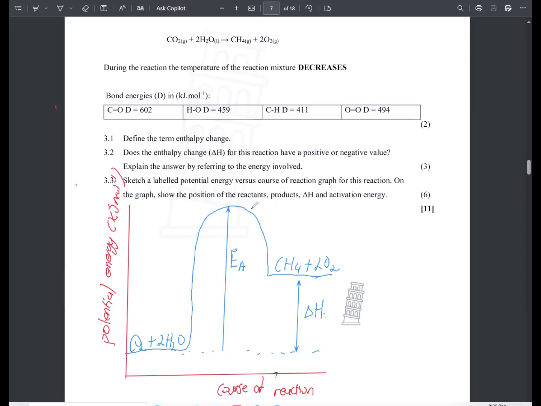So you have shown the position of the reactants, check. You have shown the position of the products, check. You have shown your enthalpy change, check. You have shown your activation energy, check. You have labeled your axis, right? Check. And then the shape of the graph is correct. It's an endothermic graph. Check. 6 marks. Okay, nice one. So that's how you bag those marks, guys.